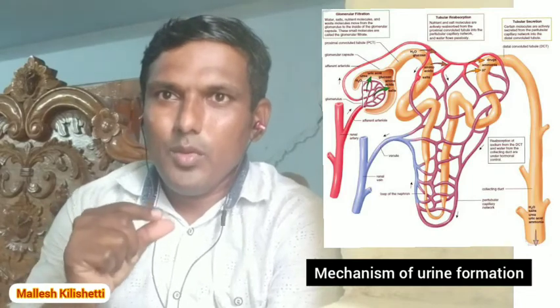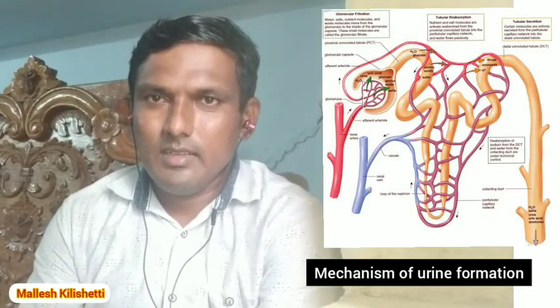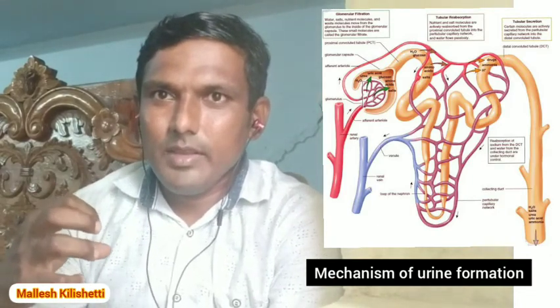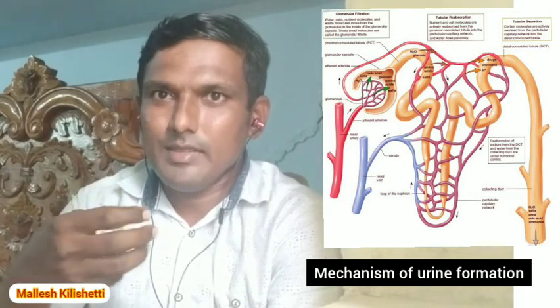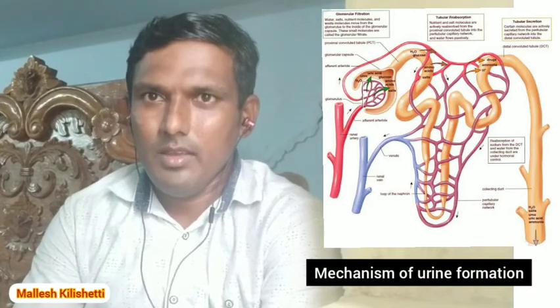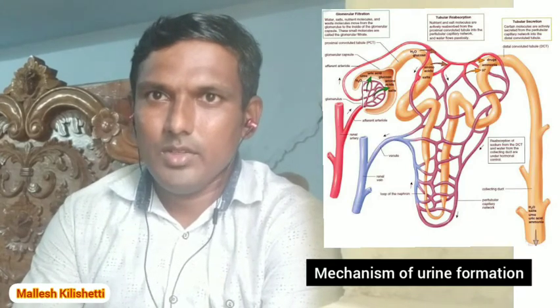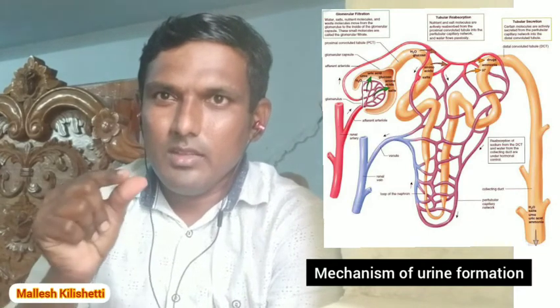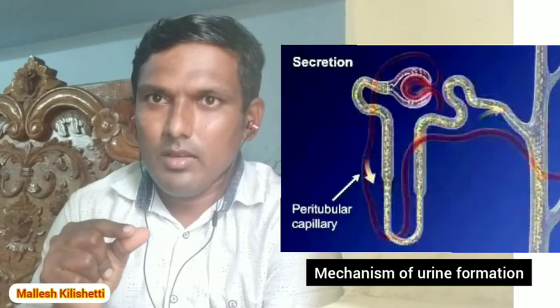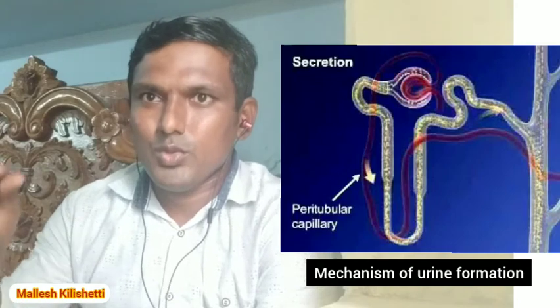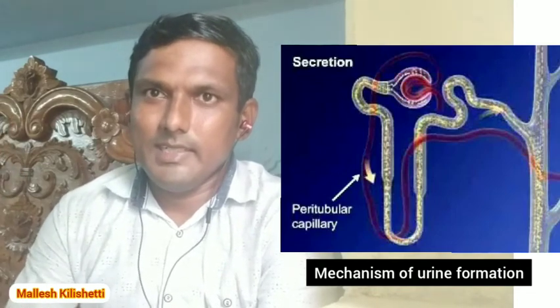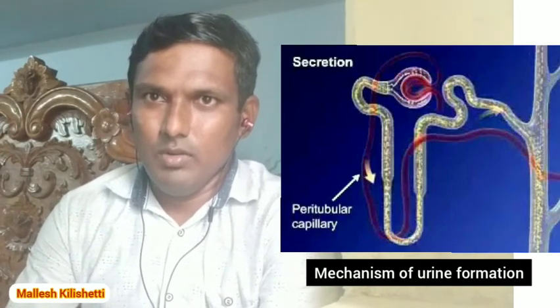When primary urine enters the PCT, absorption takes place, because the primary urine contains useful materials. Absorption takes place in the PCT, the proximal convoluted tubule. Then the urine travels through the U-shaped loop of Henle and reaches the DCT, the distal convoluted tubule.